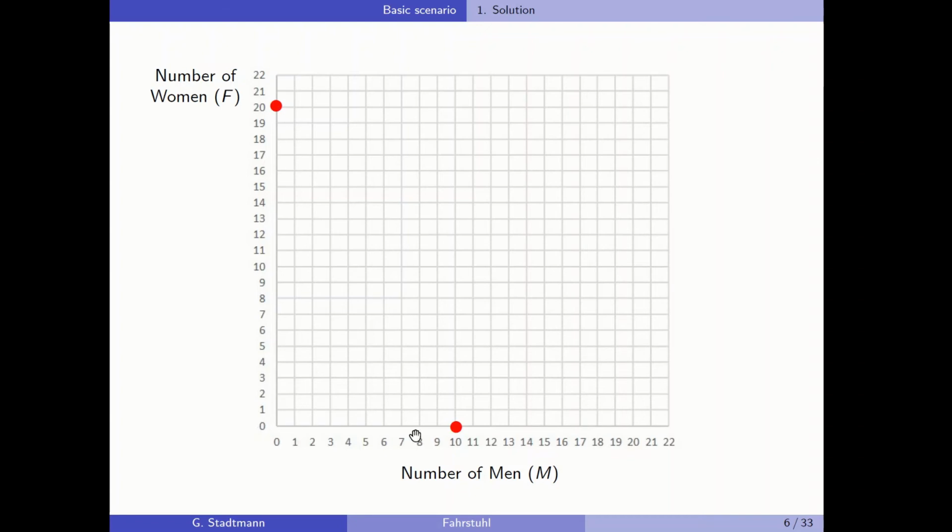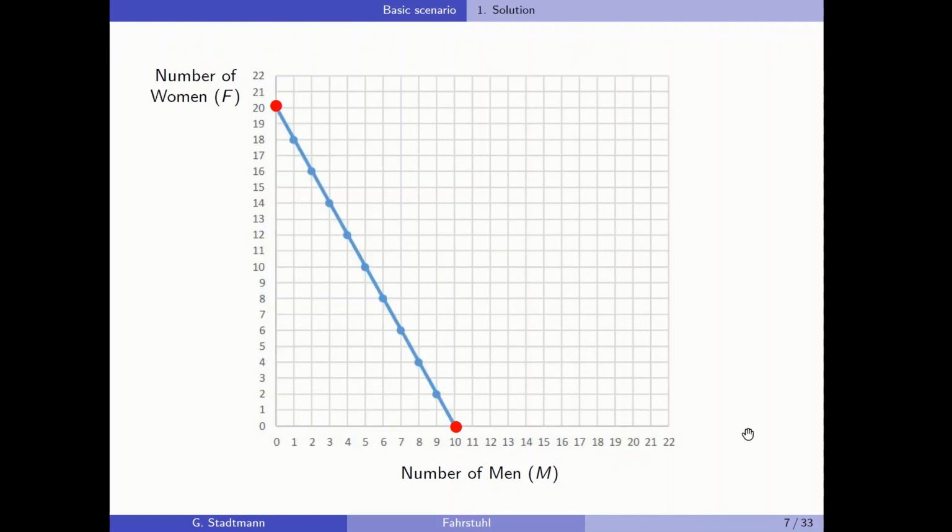And when we combine these two dots by a straight line, then we get all the combinations of men and women which lead to a total weight of 1000 kilograms. What about the slope of this curve? When you go one step to the right, the curve goes 2 steps down. So the slope of this curve is given by df over dm. df is equal to -2, dm is equal to +1. So the slope is equal to -2.